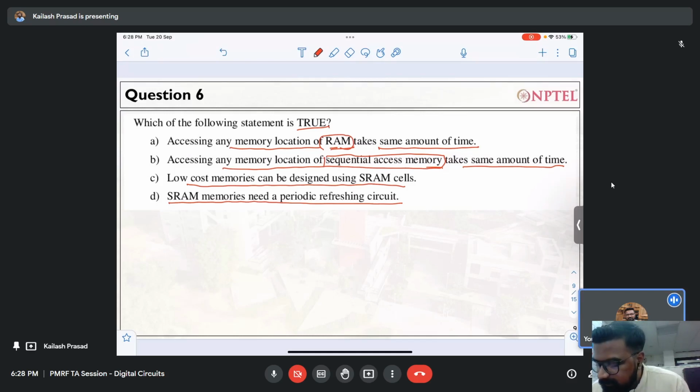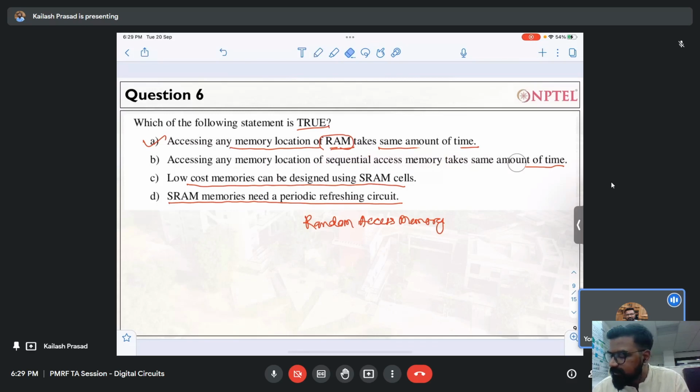So the answer is actually A. Why? Because it is random access memory, which means you randomly access data from anywhere, and it should take the same amount of time. For sequential access memory, data will not take the same amount of time because you access data sequentially. The data which is nearer will take less time, and the data which is farther will take more time. But for the SRAM or RAM, the data should come at the same time.